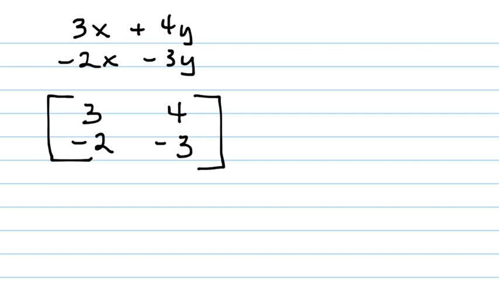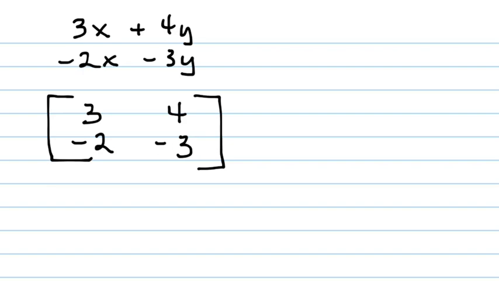Now notice here, there is no vertical line because what I started with were not two equations. What I started with were two expressions. Remember, the difference between an equation and an expression is the inclusion of the equal symbol. So these are expressions, but expressions can still be written in matrix form.